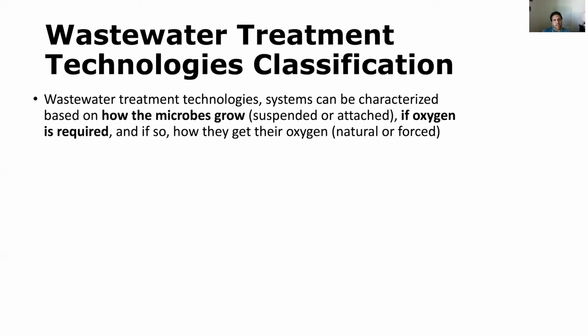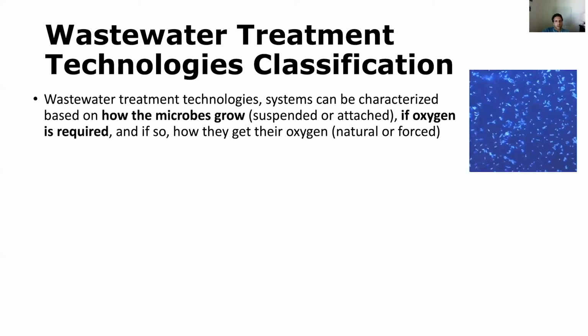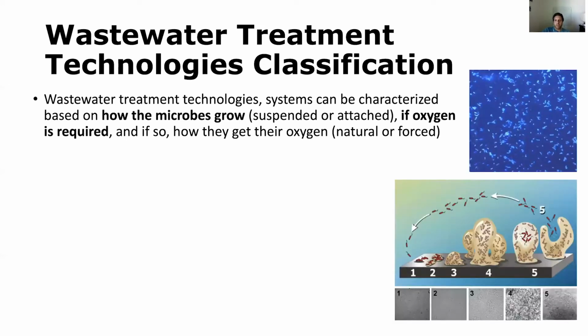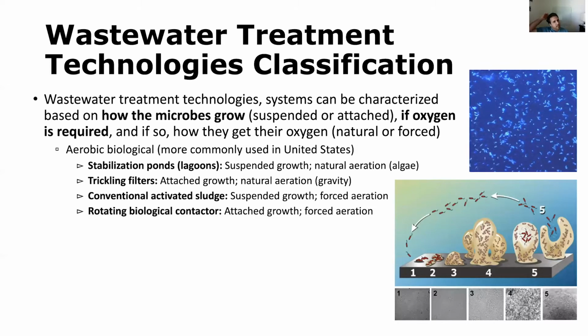The second way we can classify wastewater treatment technologies is whether or not oxygen is required. And if oxygen is required, how do the microorganisms get their oxygen? Is it by natural mechanisms or is there forced aeration into the system? All right, so here you have suspended growth compared with biofilm growth or attached growth. So more common, used in the United States, would be the aerobic biological secondary treatment systems.